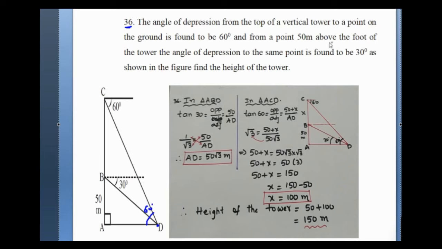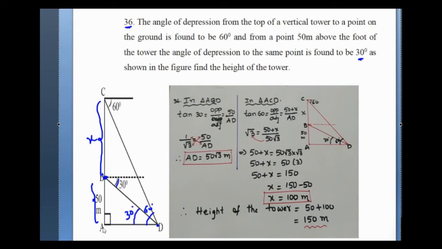From a point 50 meters above the foot of the tower, so from a point here B, 50 meters above, the angle of depression is 30 degrees. So here it is making 30 degrees angle. If it is 30 degrees, this also will become 30 degrees. So we have to find the height of the tower. This part of the tower we know is 50 meters, but we have to find the other part of the tower. We will assume it as x.